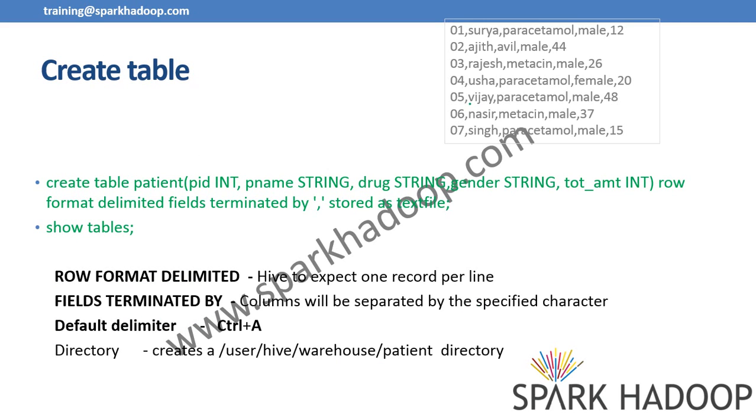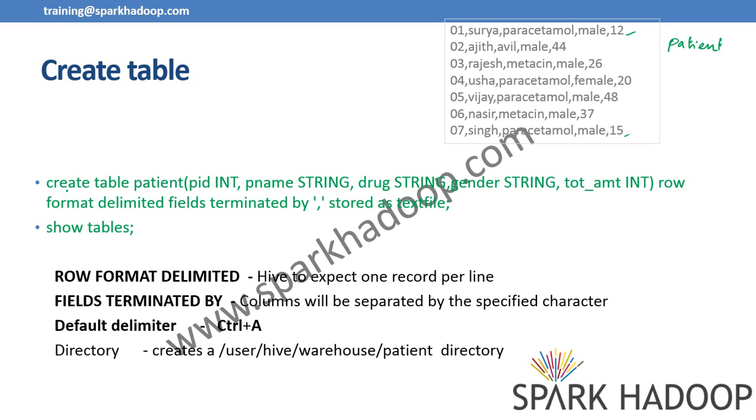Let us look at some of the HiveQL commands. First command, we are going to look at creating a table, nothing but creating a mapping. Let's look at the file. We talked about the patient file. This is a patient file example where each line is a record. I could see 7 records here. First record, if you look at, there are 5 fields: patient ID, patient name, drug, gender, and the total amount.